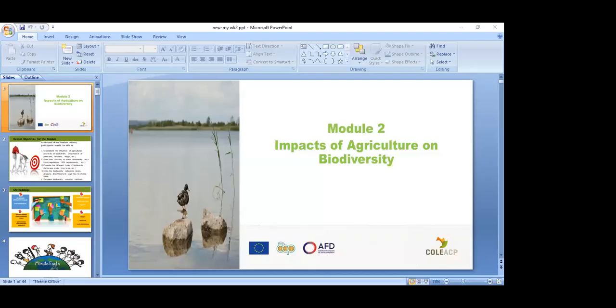What we'll be discussing today is impact of agriculture on biodiversity. We want to know the impact. We want to know the effect of agriculture, what we consider to be the source of our livelihood, what we consider to be the source of income, what we consider to be the source of crop production. We want to know the effect it's having on biodiversity. So from there, I will move to the next slide.